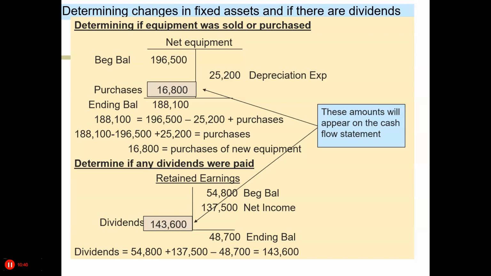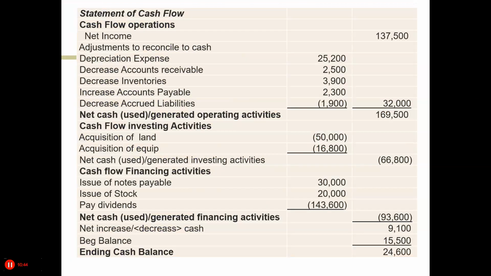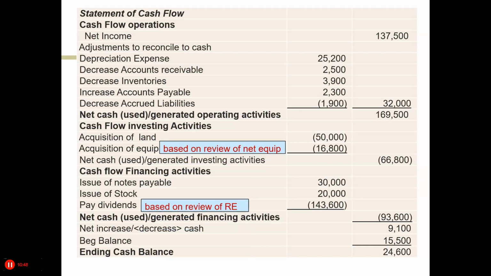So now let's take a look at that cash flow statement. This is what it would look like. This is based on a review of net equipment, and this is based on a review of retained earnings. And if you notice, that ending balance does tie to our ending cash balance.